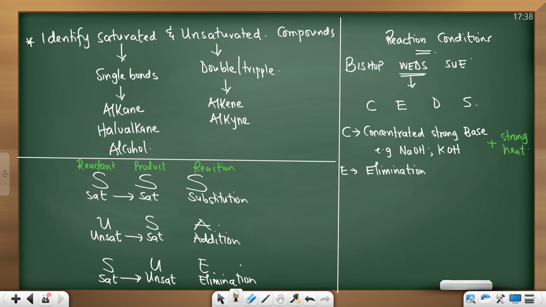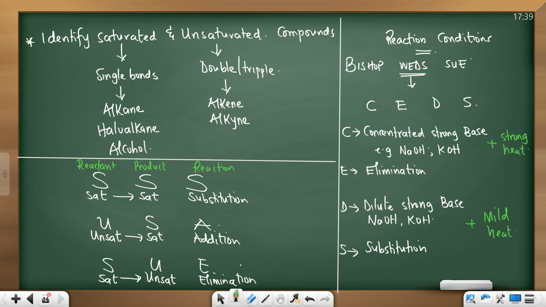Now, what does the D stand for? What's the opposite of concentration? Dilute. So dilute, strong base again. Every time I see dilute strong base, again my strong base, sodium hydroxide, potassium hydroxide, what type of reaction am I doing there? It's a substitution reaction. And since I am substituting, I'll be using mild what? Heat. And those are my conditions.